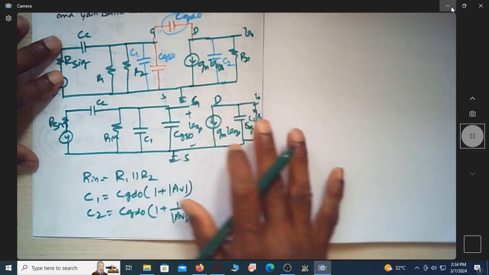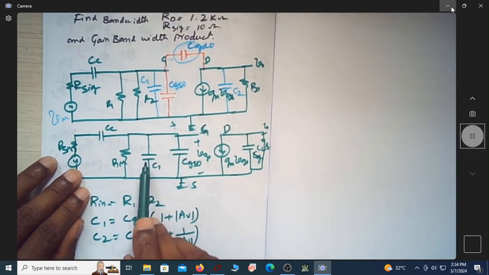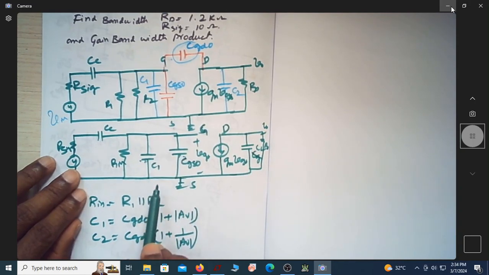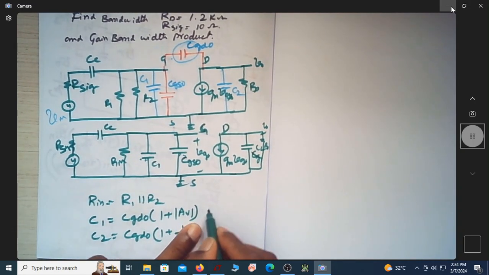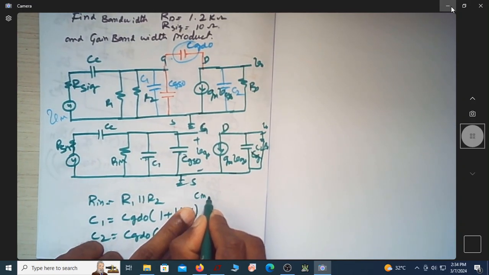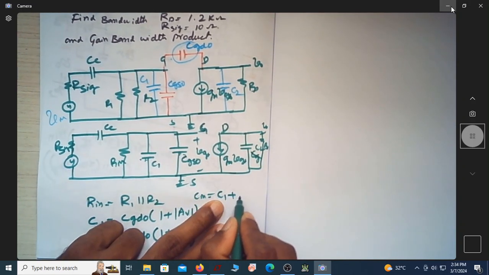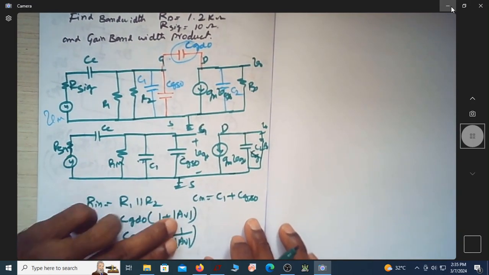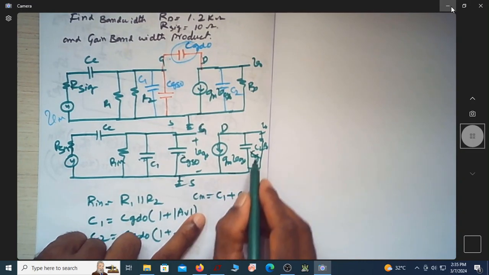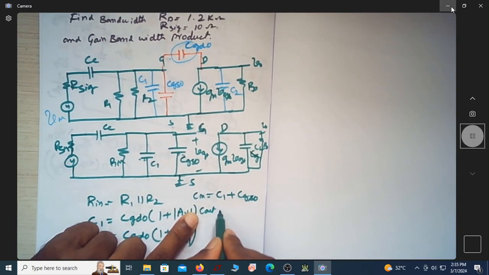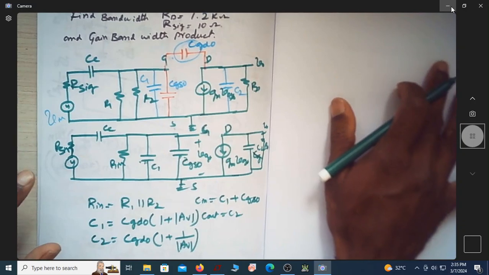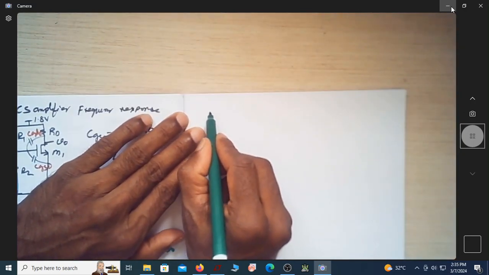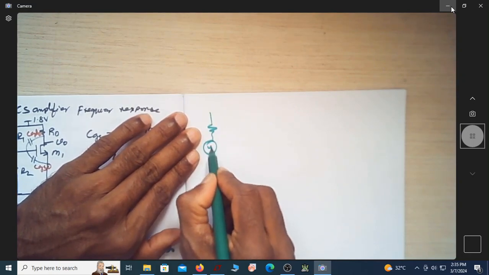Now after doing all these things, I can put these two in, these two are parallel. The effective capacitance is C in. So what is C in now? C in is actually C1 plus CGSO. What is C out? C out is C2. So my overall small signal model will look like this now.